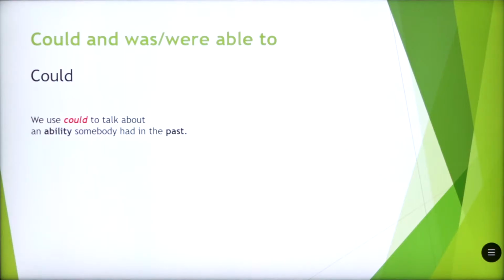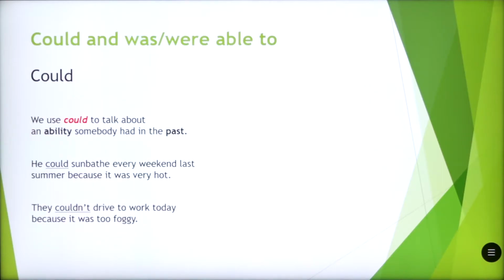We use could to talk about an ability somebody had in the past. For example, he could sunbathe every weekend last summer because it was very hot. They couldn't drive to work today because it was too foggy.